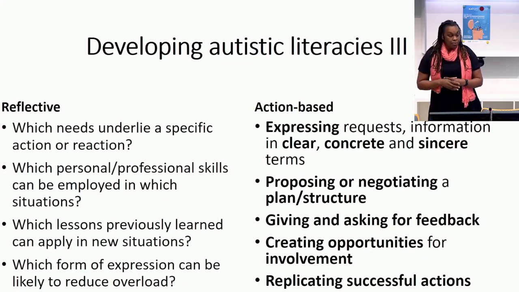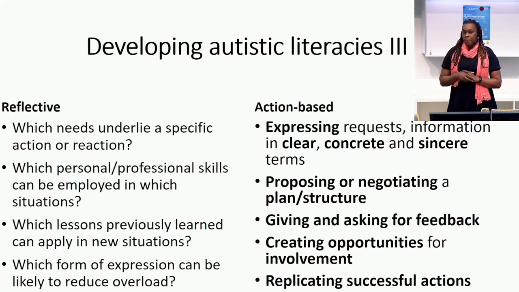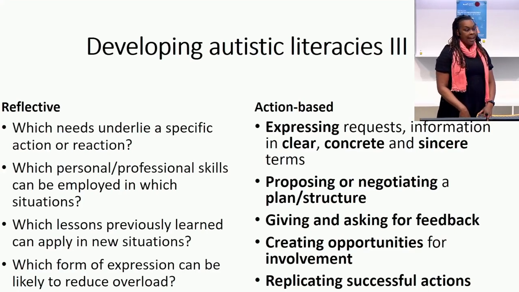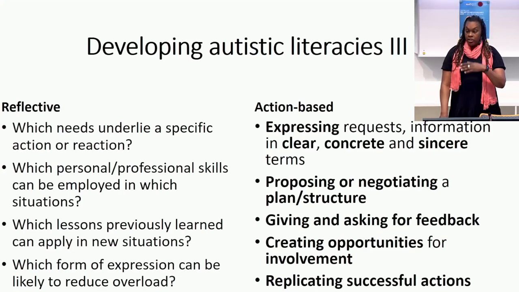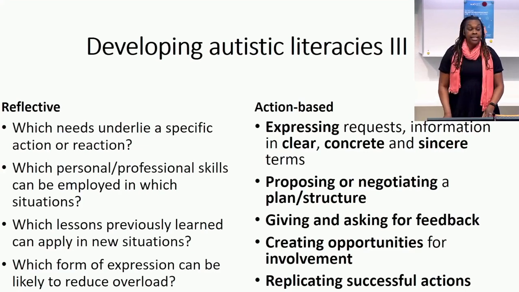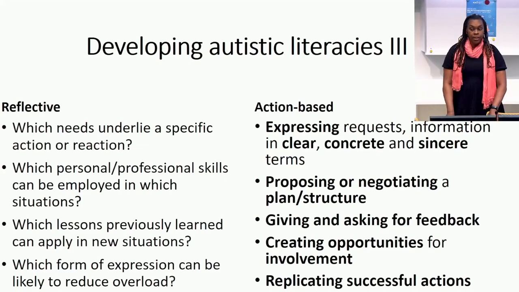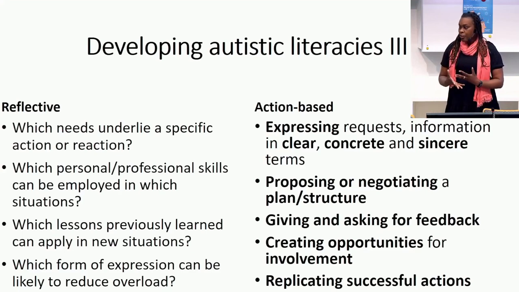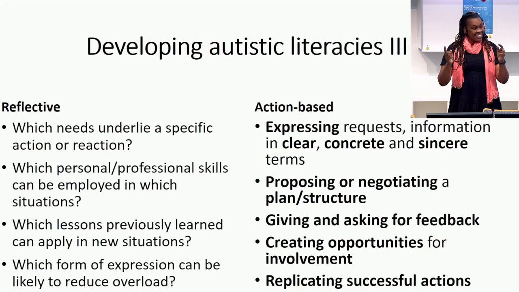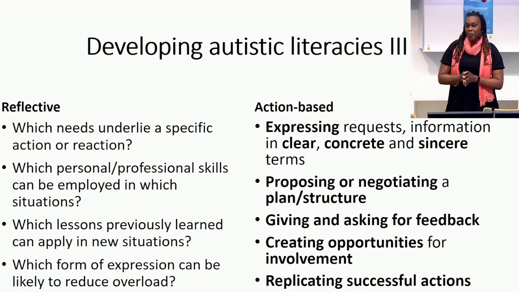Giving and asking for feedback. Sometimes autistic people might appear to not be present, but they might be far more present than you might think. And simply asking, is this fine? Or, you've done well. Can we do this again next Tuesday? Specific, concrete, clear. Ask for feedback, give feedback, negotiate a plan, structure. You see the infinite combination of a competence package for working with autistic people.